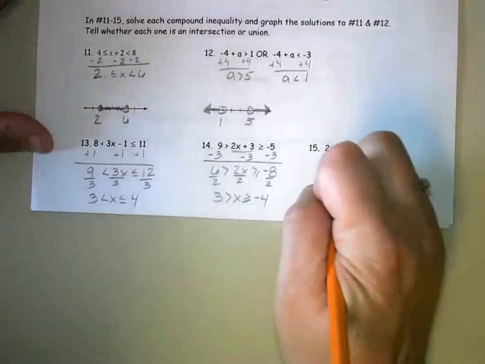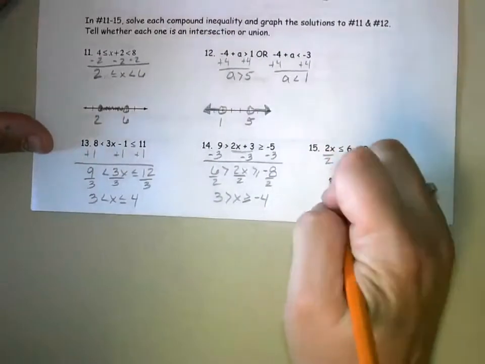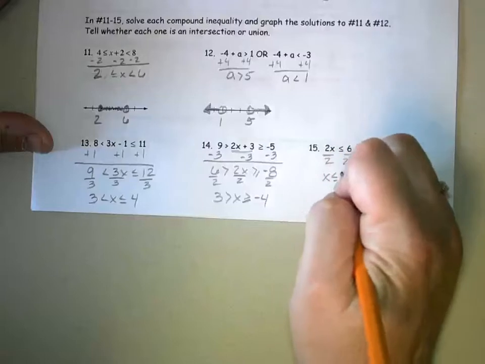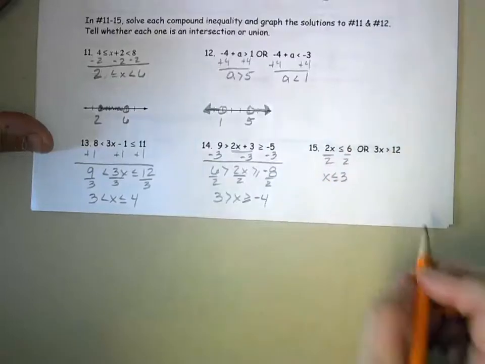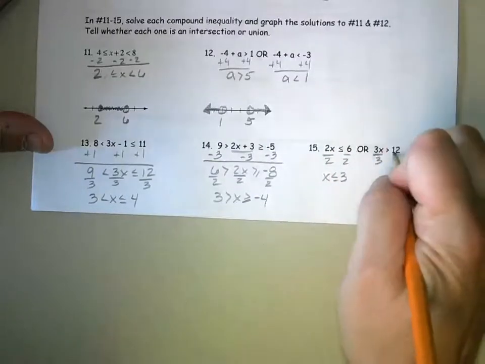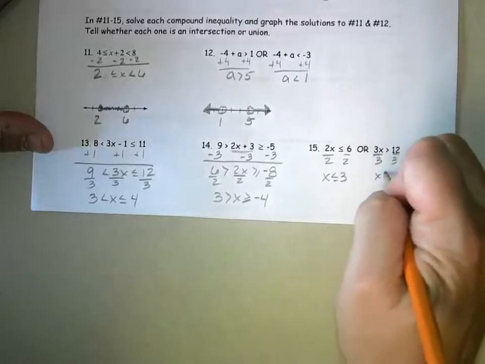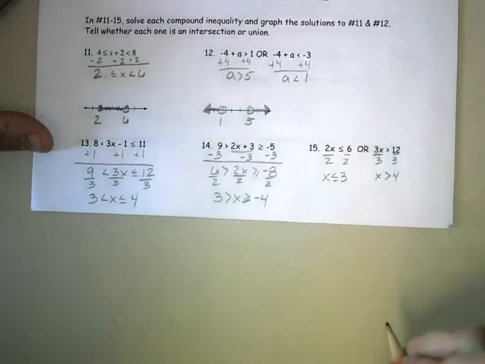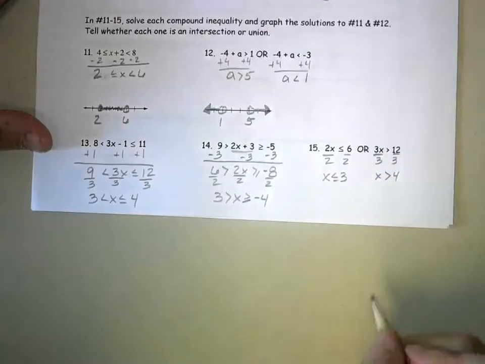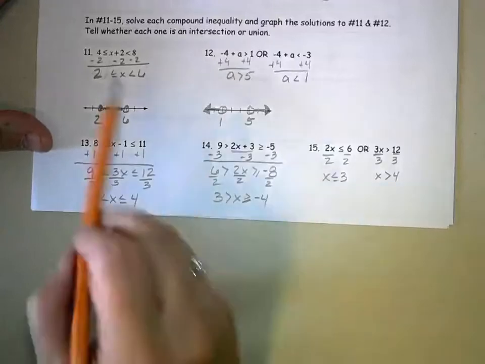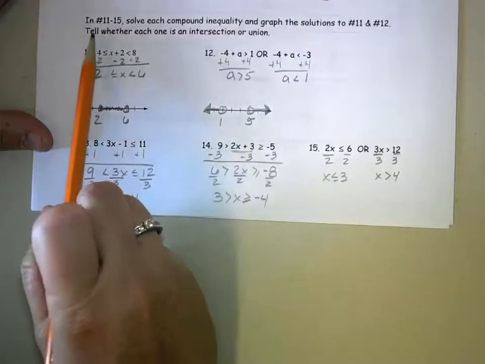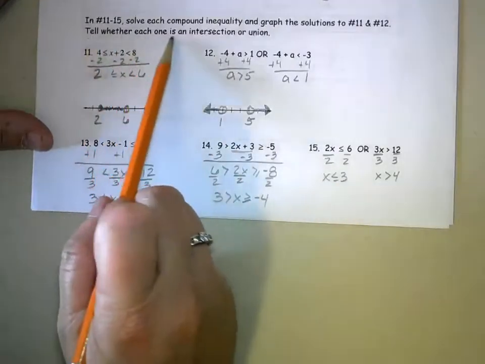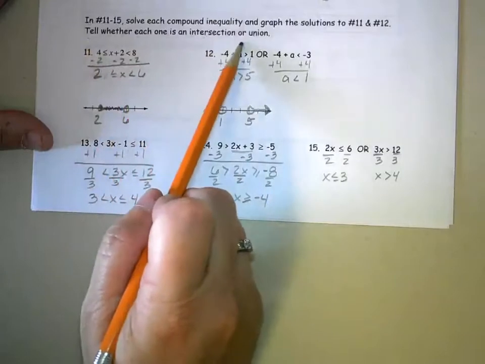And number 15, dividing both sides by 2, x is less than or equal to 3. Dividing both sides by 3, that becomes x is greater than 4. And we also have a second set of instructions here. Tell whether each is a union or an intersection.